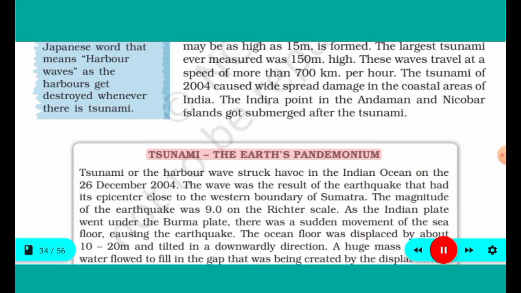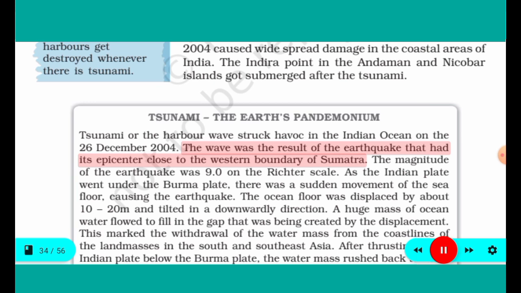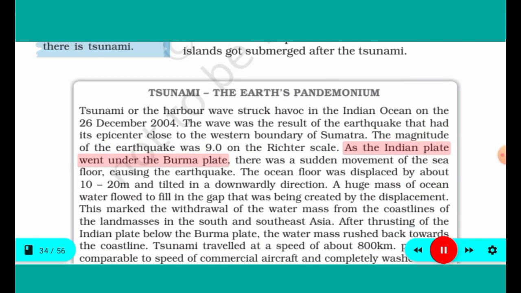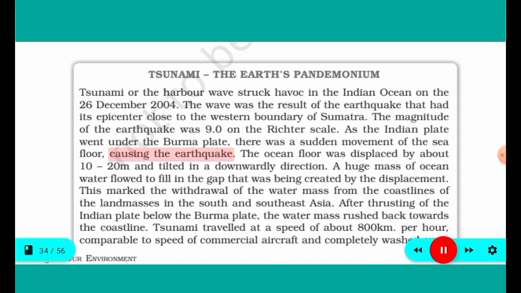Tsunami, the Earth's pandemonium. Tsunami, or the harbor wave, struck havoc in the Indian Ocean on 26 December 2004. The wave was the result of the earthquake that had its epicenter close to the western boundary of Sumatra. The magnitude of the earthquake was 9.0 on the Richter scale. As the Indian plate went under the Burma plate, there was a sudden movement of the seafloor, causing the earthquake.